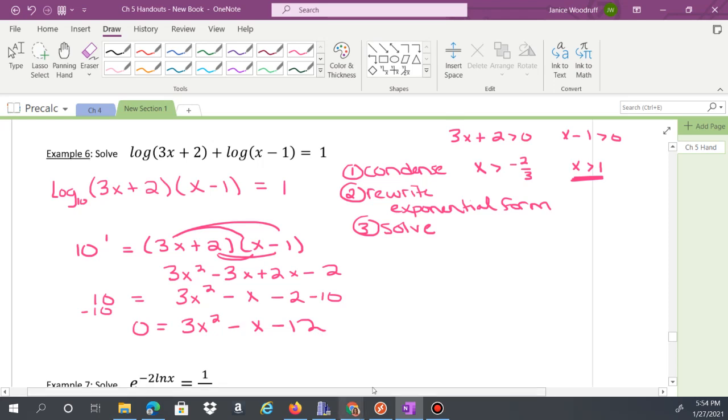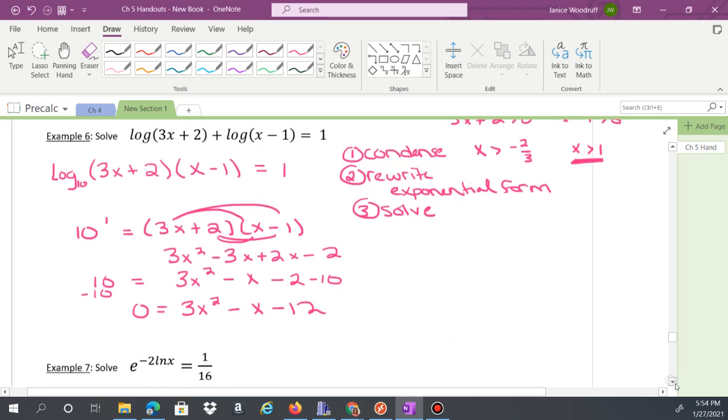I don't know if we can factor it. 3 times 12 is negative 36. So I don't think that's going to work. Nothing multiplies to negative 36 and adds to negative 1. Did I do my multiplication correctly? Yeah. All right, so I guess let's do the quadratic formula here.